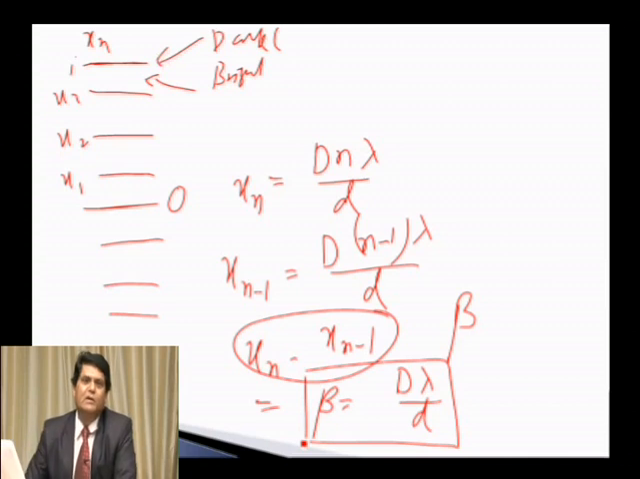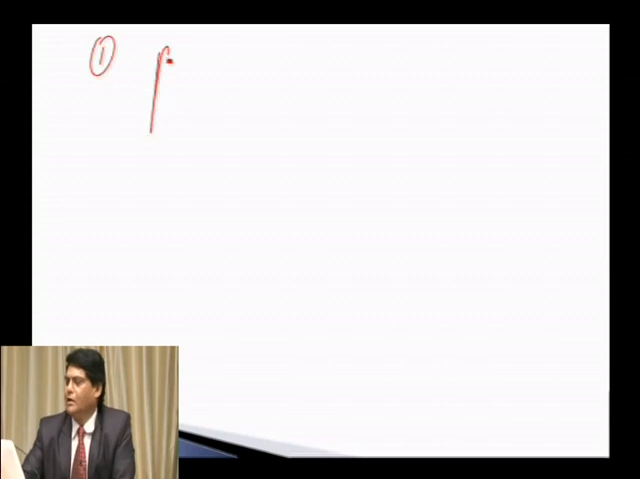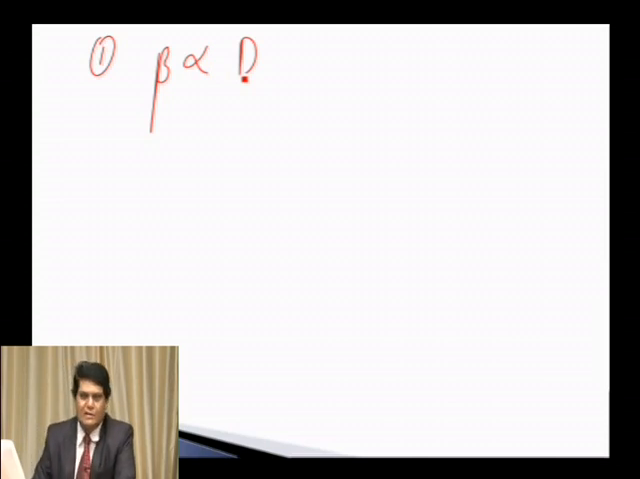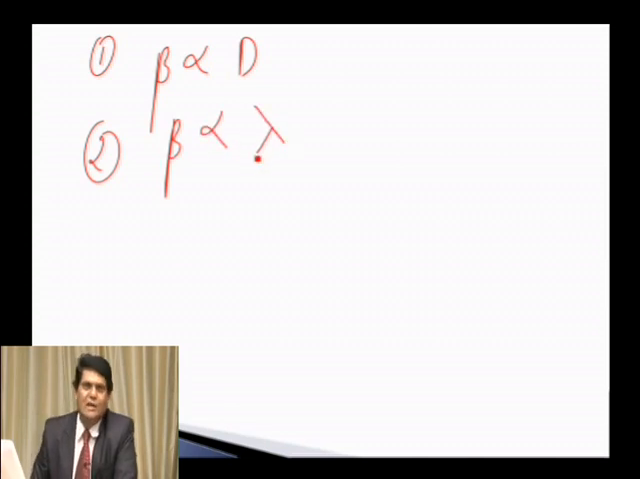Now observe that the fringe width beta is, number one, directly proportional to capital D. What is capital D? It is the distance between the source and the image screen. That means if this distance is large enough, then the fringe width increases. The second is that beta is also directly proportional to lambda. What is lambda here? Lambda is the wavelength of the light. If the wavelength of light is large, then the fringe width is also large.